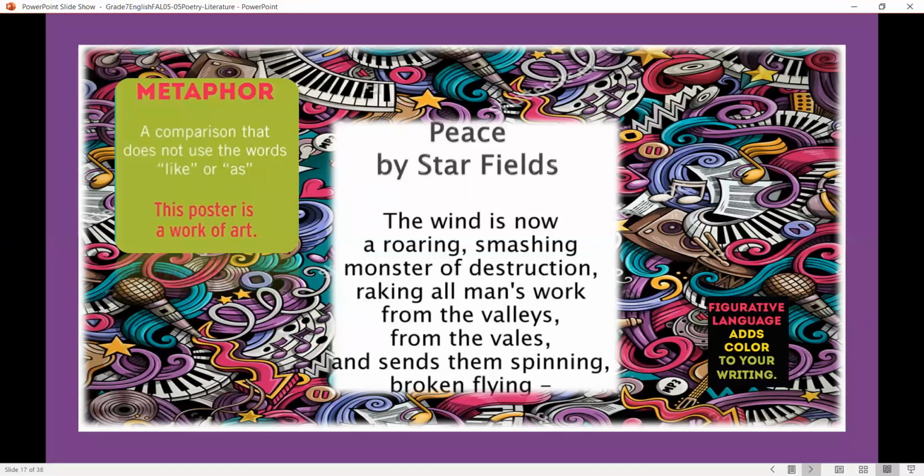It's smashing like a monster. Okay, so this is when you compare something. Isn't it interesting? Doesn't it sound like a lot of action is happening there? And yet they didn't use like or as, they just used a metaphor. Okay, and you can do that too. You can create your own metaphors and your own similes, and we're going to do that together. We're going to have so much fun.